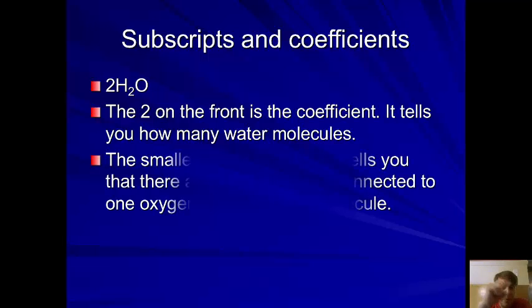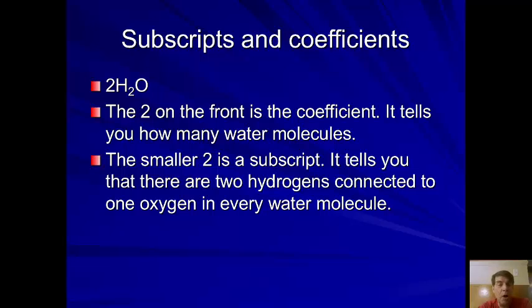Now the mini 2, the smaller 2, is a subscript. It tells you that in the heart of hearts of water, any individual water molecule is going to have 2 hydrogens bound to 1 oxygen. So the subscript 2 is part of the identity of the water. So don't confuse the 2 on the front with the 2 that's a subscript. The 2 that's a subscript is part of the molecule.